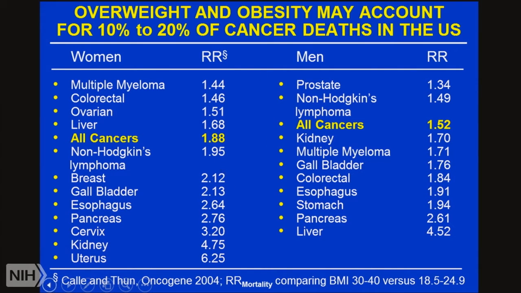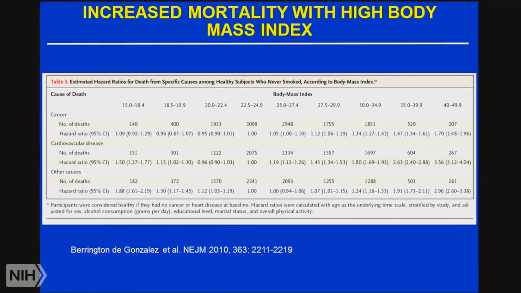And here are the cancers listed for women and men. The relationship is different by gender. And you can see that the higher the relative risk, the more associated obesity or being overweight is with the risk of developing this type of cancer. So lots of cancers are really related to obesity. And you would say, yeah, this is something you can change, and you change your cancer risk. But it turns out it's not so easy.